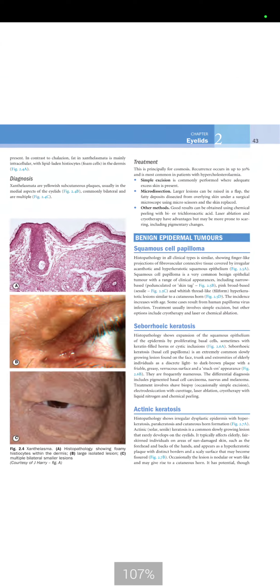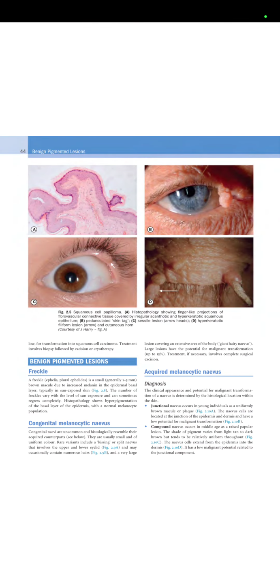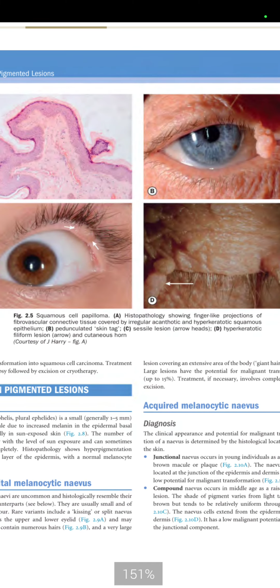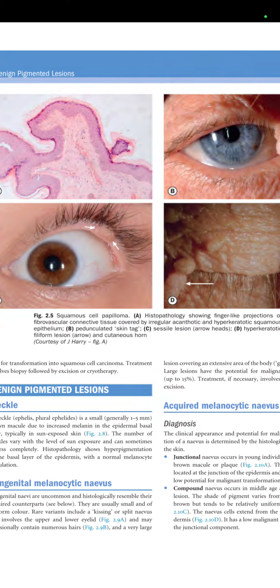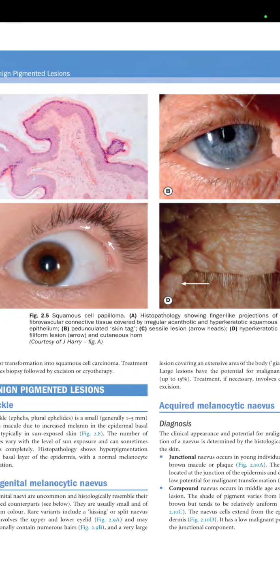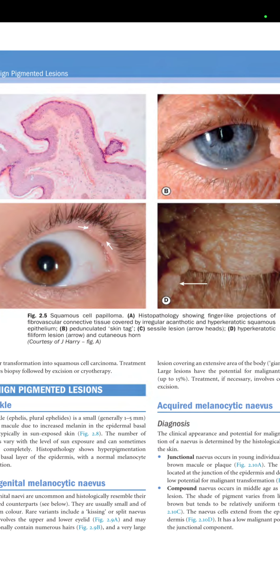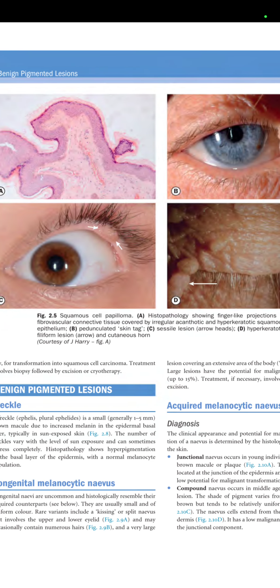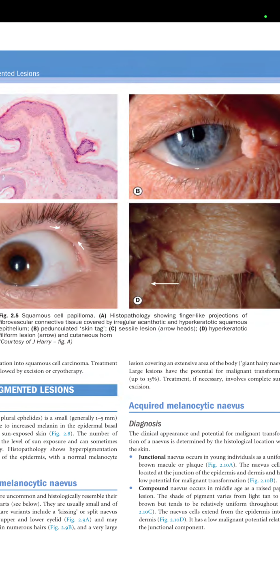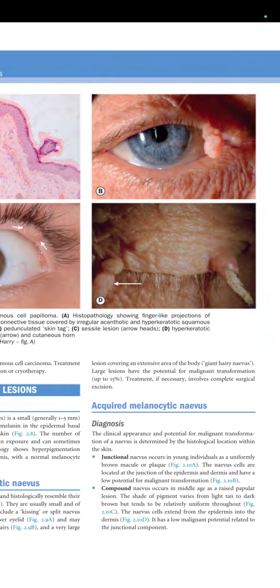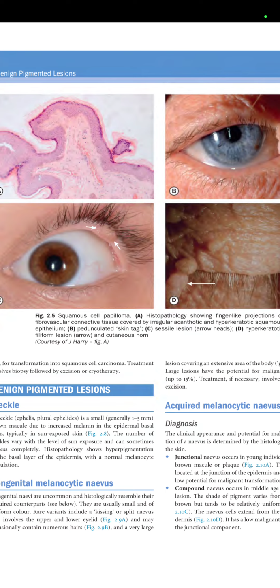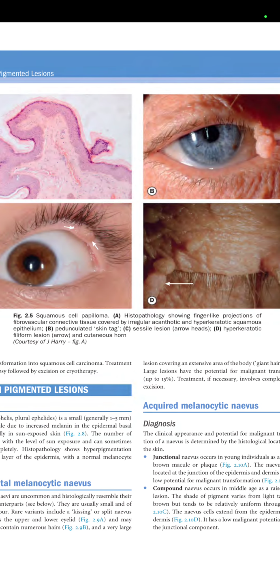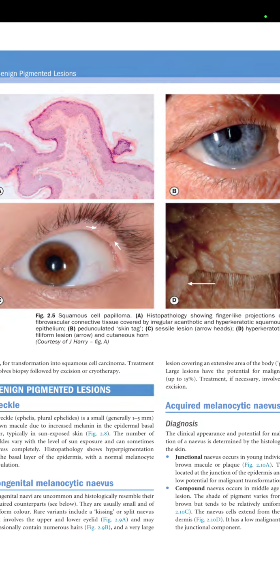So you can see figure 2.5. It is showing the squamous cell papilloma. A is showing the histopathology, showing finger-like projection of the fibrovascular connective tissue covered by the irregular acanthotic and hyperkeratotic squamous cell epithelium. B is showing the pedunculated skin tag. C is showing the sessile lesion, and D is showing hyperkeratotic filiform lesion and cutaneous horn.